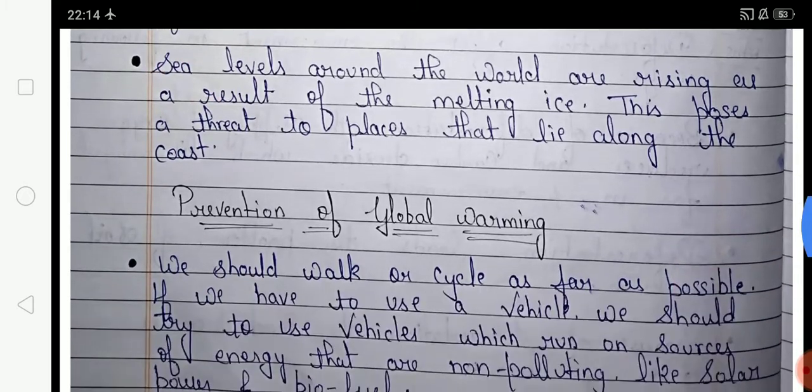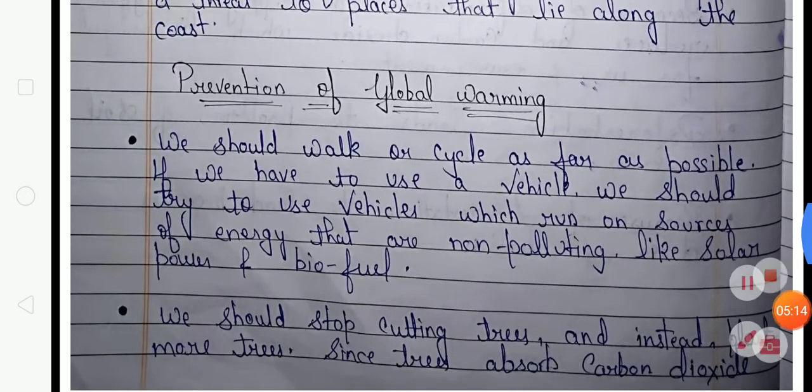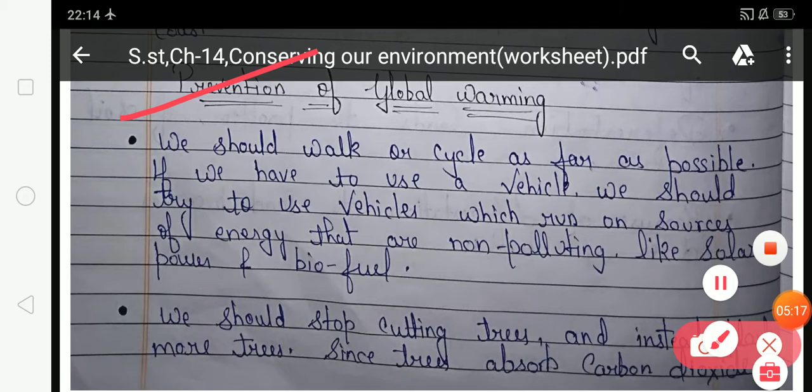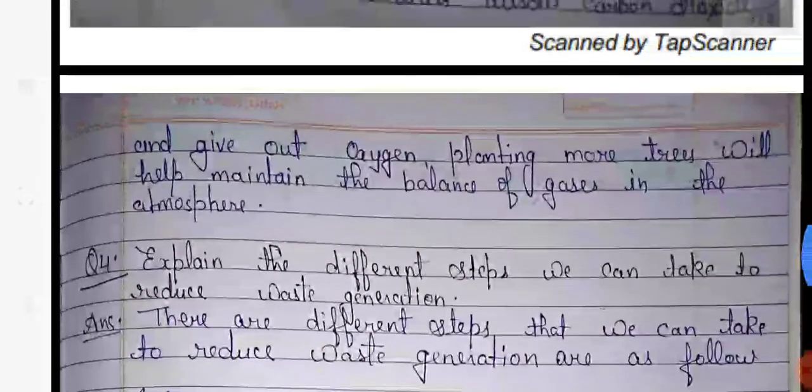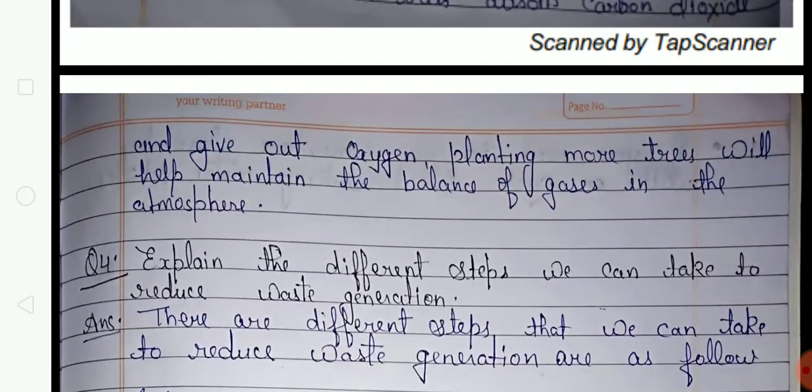Now look at the next. Prevention of global warming. It means how to prevent global warming. First one is we should walk or cycle as far as possible. If we have to use a vehicle, we should try to use vehicles which run on sources of energy that are non polluting, like solar power and biofuels. Now look at the next. We should stop cutting trees and instead plant more trees since trees absorb carbon dioxide and give out oxygen. Planting more trees will help maintain the balance of gases in the atmosphere.